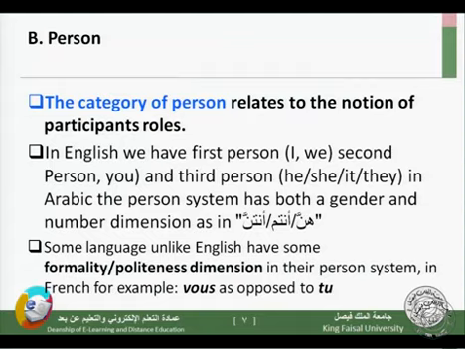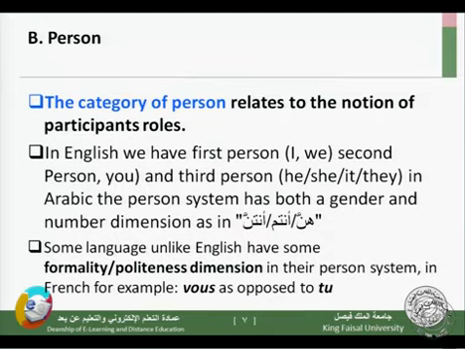Again, it's not only that. Some languages, like French, the dimension of formality and politeness plays a role in translating. You need to be careful. If you know French and you want to translate from French into English, or from French into Arabic, or from Arabic into French, really you need to think of this dimension as well.